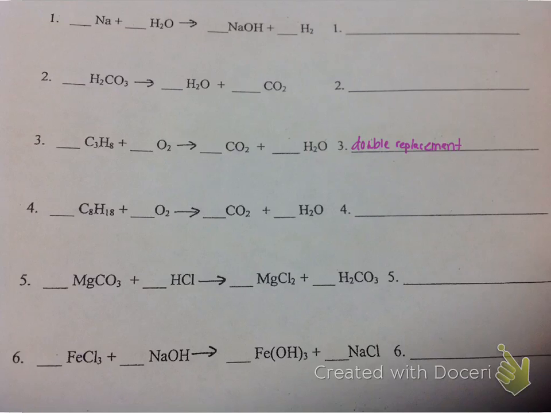Remember, the first step is to draw a line through your arrow so that you can separate your reactants from your products. Now we're going to count up how many atoms we have for each element in the compound. For carbon, there are 3 atoms. Hydrogen, there are 8. And oxygen, there are 2. Moving over to the product side.